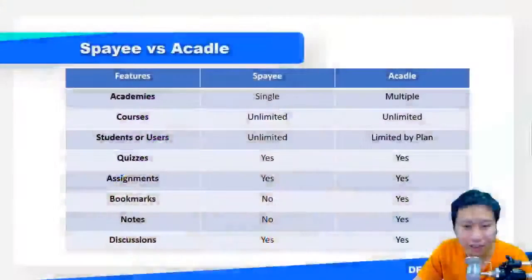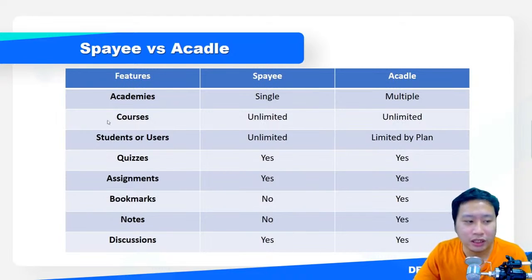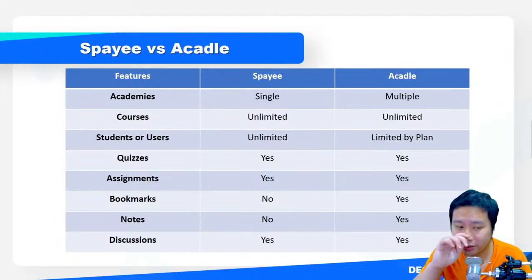Right, I've already created a huge table comparing both of them, and here we are. So with Spayee's plan, you only get a single academy, right? What that means is you can only have a single school. So if you want to have a school for decisive digital marketing and a school for decisive cooking, that's not possible with Spayee, but that's possible with Acado, depending on the plan that you have. Courses are unlimited on both. Students or users: Spayee is unlimited, while Acado is limited by the plan that you have.